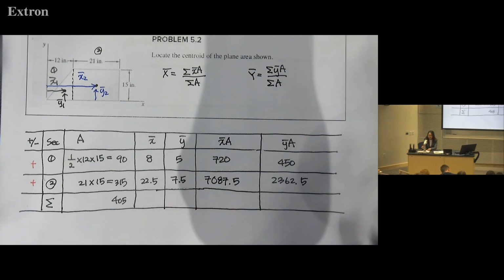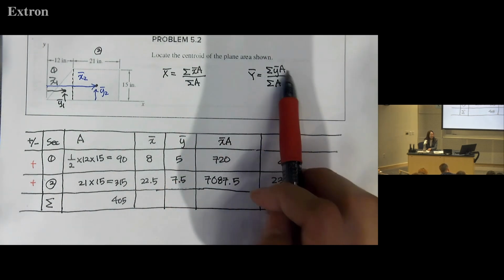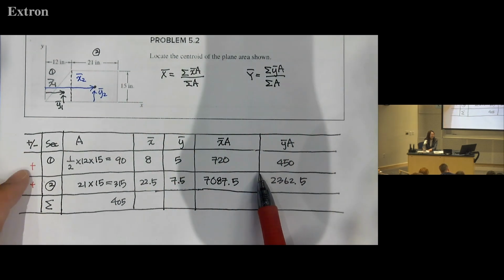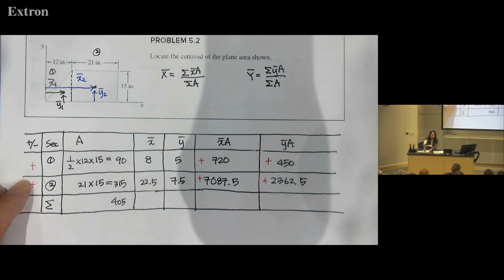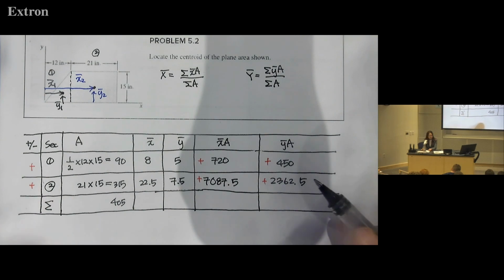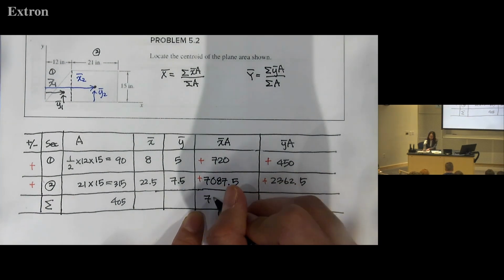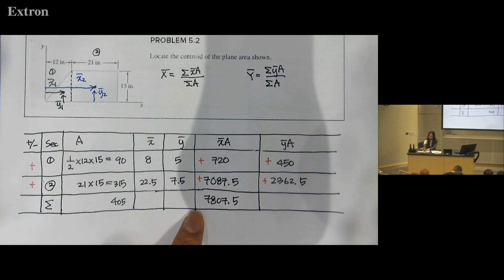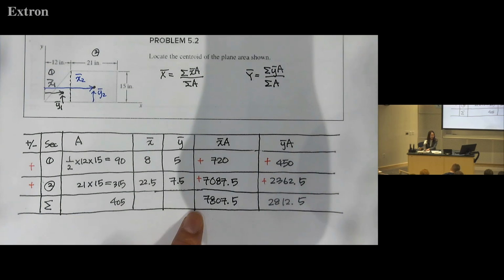Okay, then move on. Now we need to calculate these numerators here, sum them up using this. So now it's plus, plus, and then just sum them up, and you will have, I use my note too, 7,807.5, and then 2,812.5.